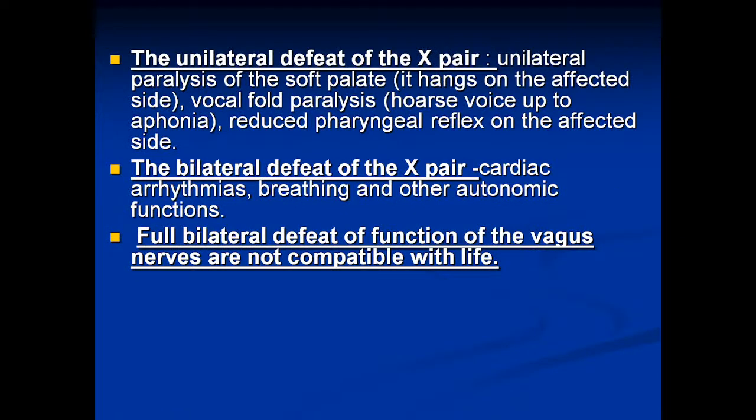Unilateral damage of the 10th pair: unilateral paralysis of the soft palate, it hangs on the affected side, vocal fold paralysis, change of voice up to aphonia, and reduced pharyngeal reflex on the affected side. Bilateral damage of the vagus nerve causes cardiac arrhythmias, and affects breathing and other autonomic functions. Complete bilateral loss of function of the vagus nerve is not compatible with life.